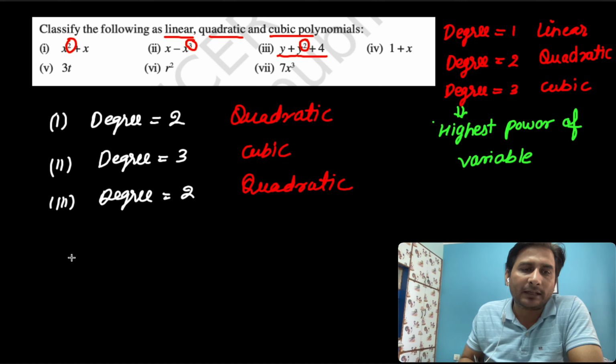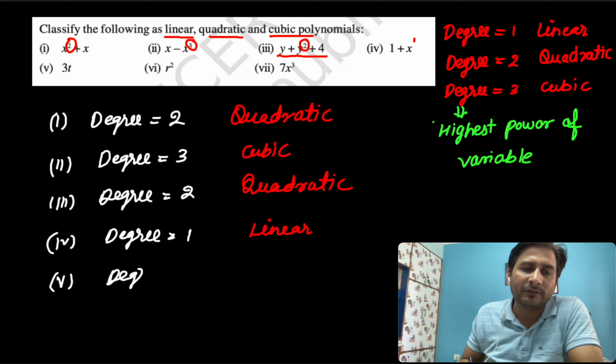Look at the fourth part here. In the fourth part, tell me the degree. So degree is 1 in the fourth part. Yes, the power of x is 1 in the fourth part. So degree is 1 and it is called a linear polynomial. Yes, right.